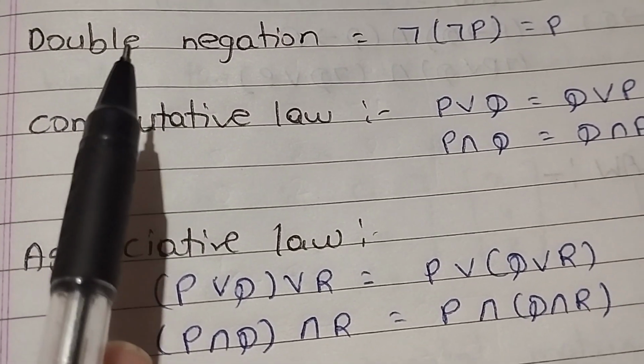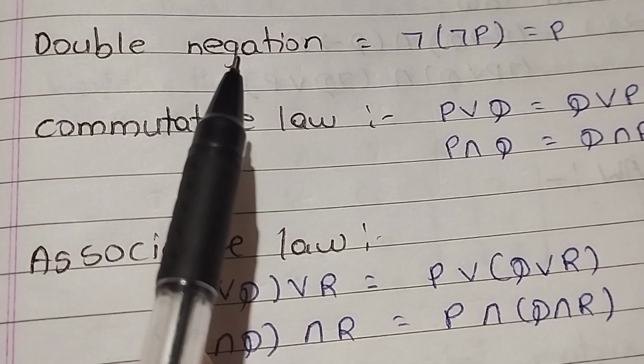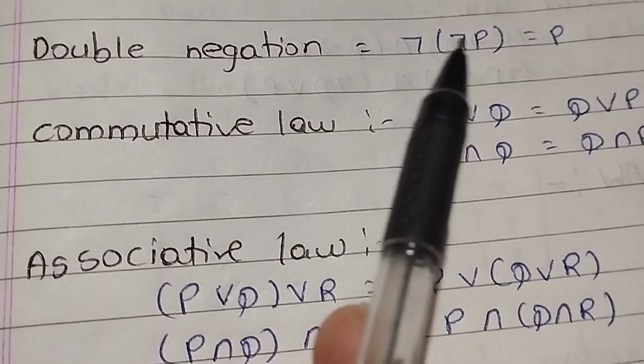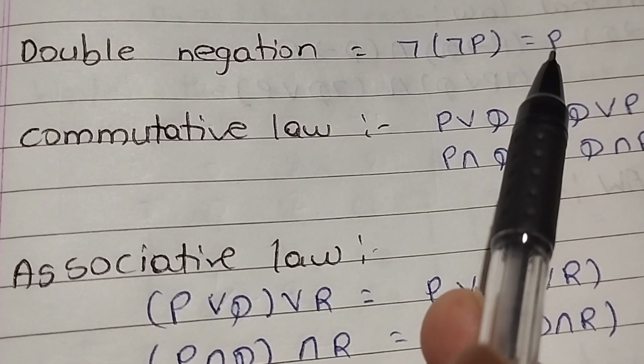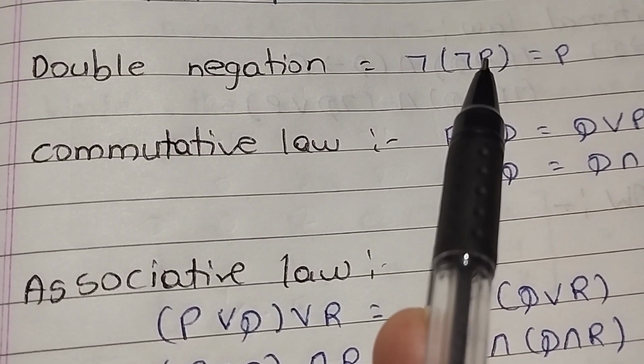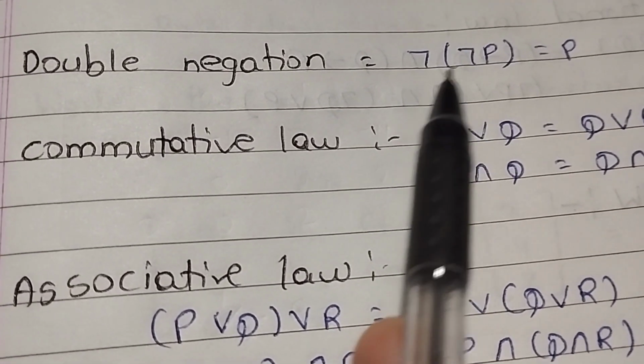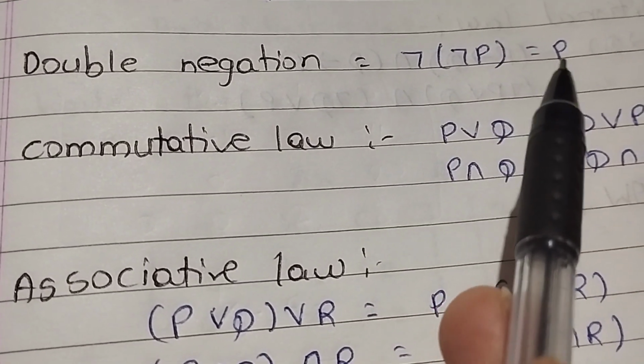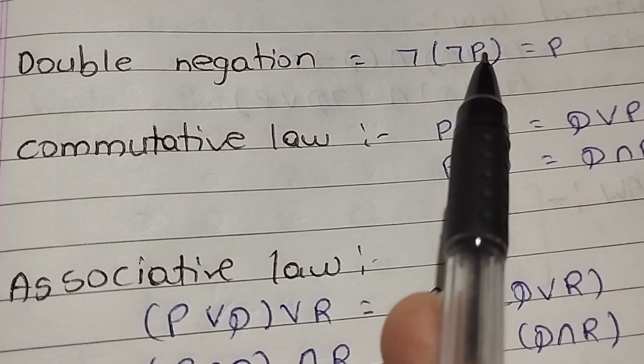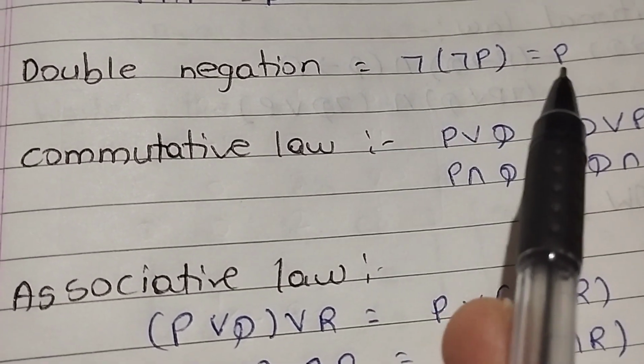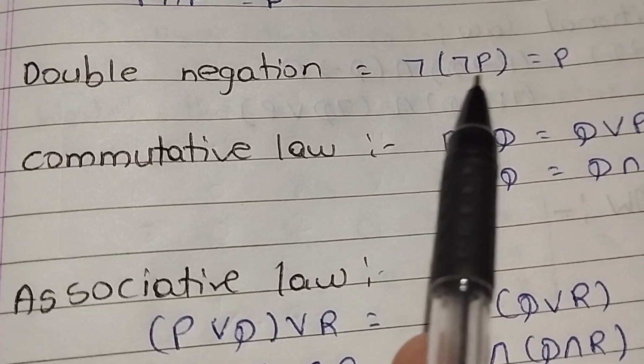Now the next law is double negation. Negation of negation P is equal to P. The negations cancel here and only P is the output. So negation of negation P is equal to P. The negation gets cancelled.